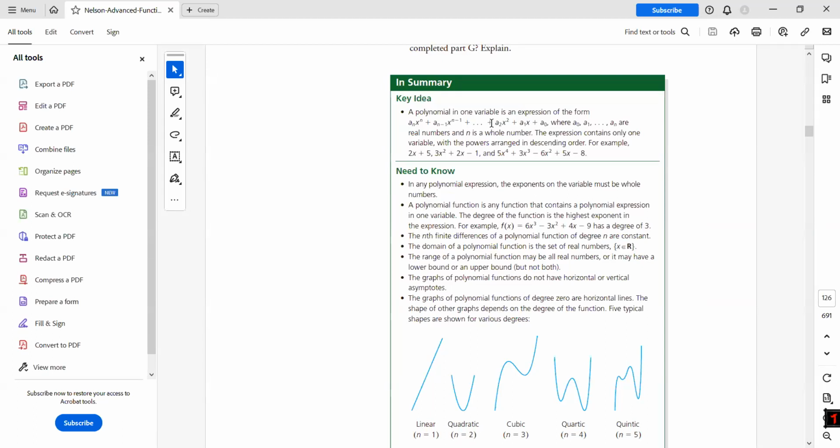This is pretty obvious because n is an exponent and it's a whole number. And the expression contains only one variable with the powers arranged in descending order. For example, 2x plus 5, 3x squared plus 2x minus 1, etc. I hope you got this idea pretty well.